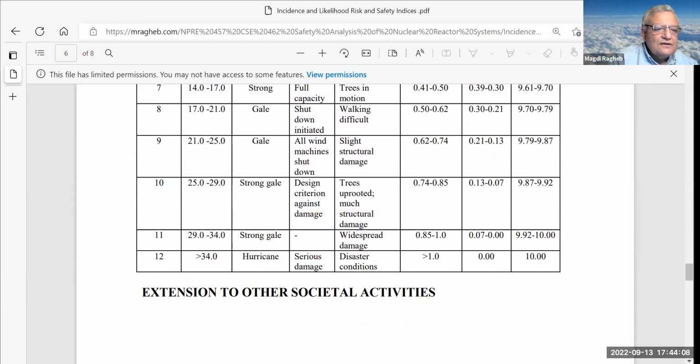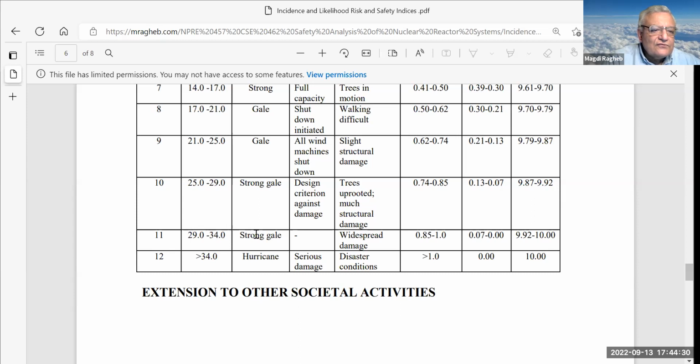And in that case, you notice that when you reach the level of 9 or 8, even 21 meters per second, it is designated as a gale if you are using the Beaufort wind scale for the mariners on the waves in the ocean. The 29 meters per second, that's a strong gale.